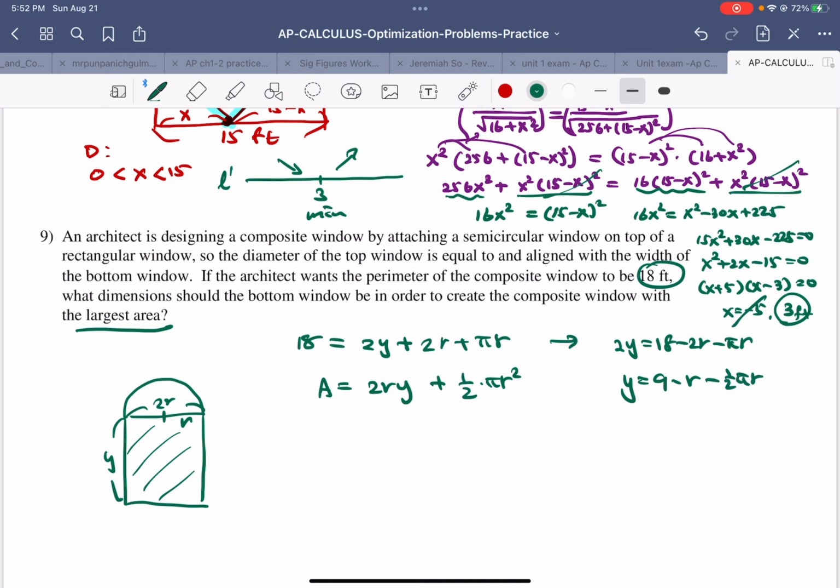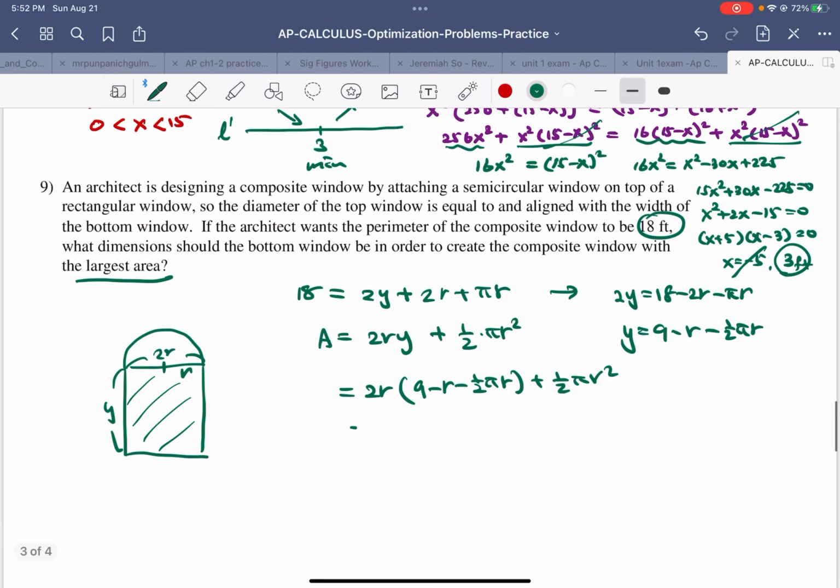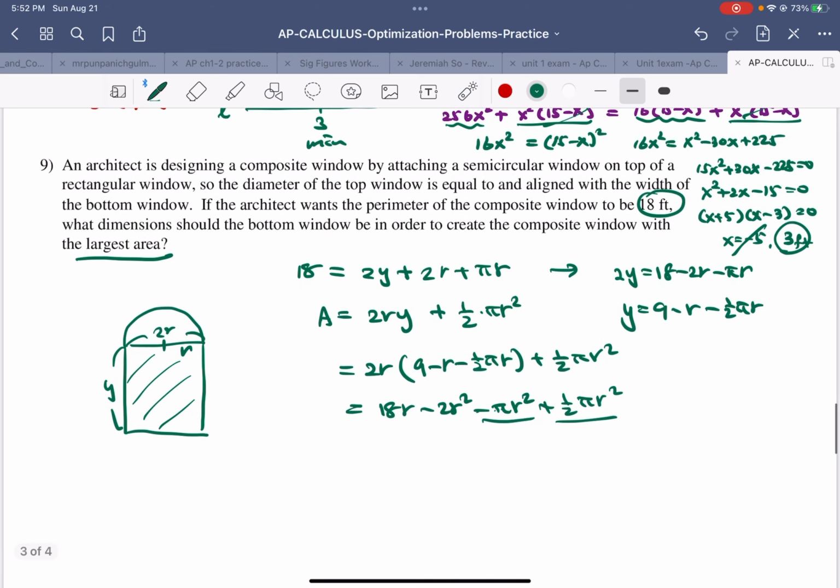Okay. Now let's substitute for y in 2ry: 2r times (9 minus r minus 1/2 pi r) plus 1/2 pi r squared. Okay. So when you distribute, 18r minus 2r squared minus 2 pi r squared, and then plus 1/2 pi r squared. So you can combine like terms. So your A is 18r minus 2r squared minus pi r squared over 2.